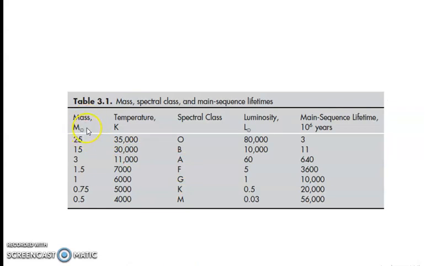അപ്പൊ മാസീവ് ആയിട്ടുള്ള സ്റ്റാർസ് അതിന്റെ ടെമ്പറേച്ചറും ഹൈ ആയിരിക്കും. സ്പെക്ട്രൽ ക്ലാസ് ഇവിടെ നോട്ട് ചെയ്തിട്ടുണ്ട്, ലുമിനോസിറ്റി നോട്ട് ചെയ്തിട്ടുണ്ട്. മെയിൻ സീക്വൻസ് ലൈഫ് ടൈം 10 to the power 6 years. ഇപ്പൊ 25 times mass of the sun ഉള്ളത് 3 into 10 to the power 6 years ഉള്ളൂ. But those stars having mass 0.5 times the mass of the sun have some 56,000 into 10 to the power 6 years. So as the mass of the star decreases, the main sequence lifetime increases.